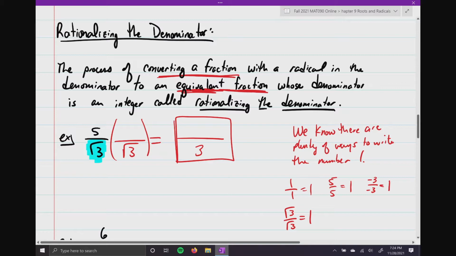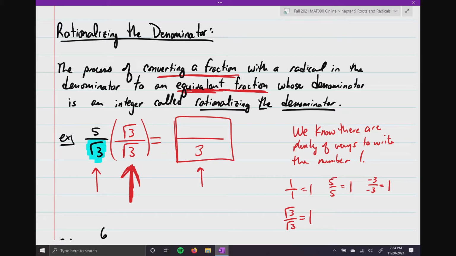Now, I just need to be really clever, because I know if I have 5 over the square root of 3 as a starting fraction, and I want an answer whose denominator is an integer, that's an equivalent fraction, then this number right here in the middle, so hopefully you can see this big red arrow that I'm drawing here, that number that I'm going to multiply by has to be the number 1. I just need to be really clever on how I write that number 1.